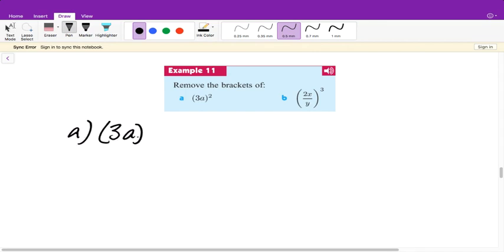So we have 3 times a squared. Since we have a product and these two are being multiplied, we can go ahead and raise each of these to that second power. So we get 3 squared times a squared. Well, we know that 3 squared is equal to 9, and a squared is just going to remain a squared.